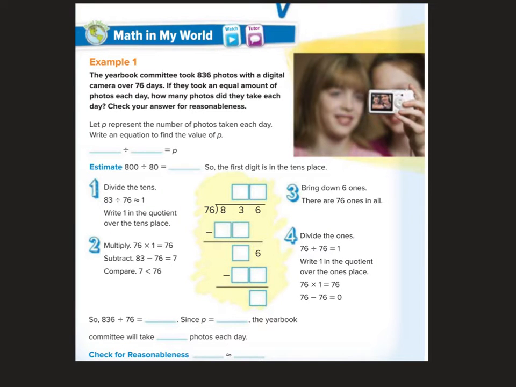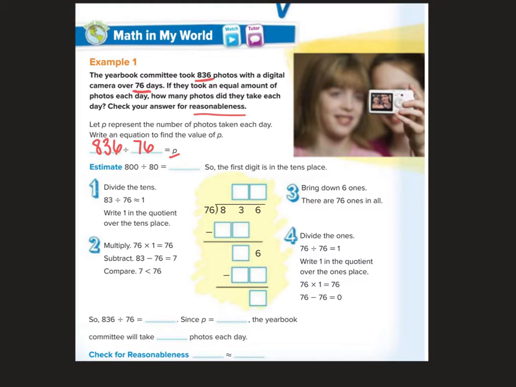Example 1. The yearbook committee took 836 photos with a digital camera over 76 days. If they took an equal amount of photos each day, how many photos did they take each day? Check your answer for reasonableness. So I'm going to take 836 pictures and divide them among 76 days, and that's going to tell me P, pictures per day.